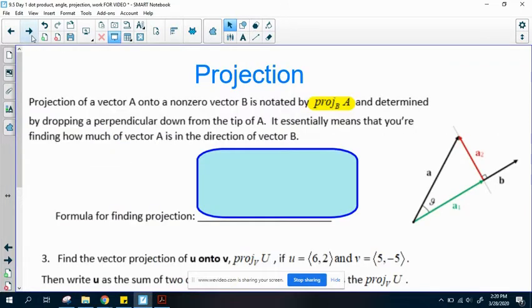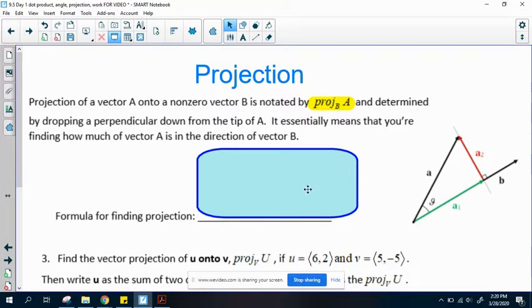All right, let's talk about projection, the third topic. This one gets a little bit more tricky. Okay, so we're going to talk about projection of vector A onto a vector B. And it's notated like this: projection of A, the big one, onto B. And basically what that means is you're trying to find out how much of vector A is in the same direction as vector B. So it's determined by dropping a perpendicular down from the tip of A, and we're trying to figure out how much of A was actually going in the same direction as B, if that makes any sense.